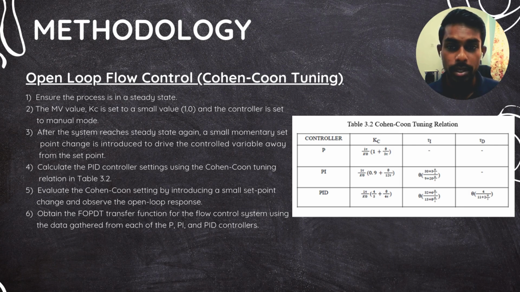Then we can calculate the PID controller settings using the Cohen-Coon tuning relation in table 3.2. Next, we can evaluate the Cohen-Coon setting by introducing a small set point change, and we have to observe the open loop response. Finally, we can obtain the FOPDT transfer function for the flow control system using the data gathered from each of the P, PI, and PID controllers.